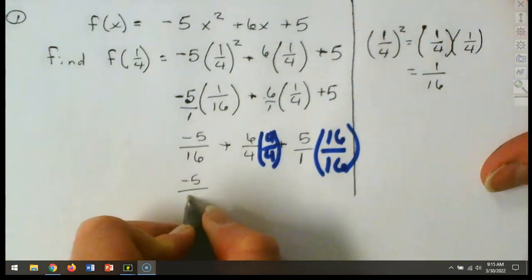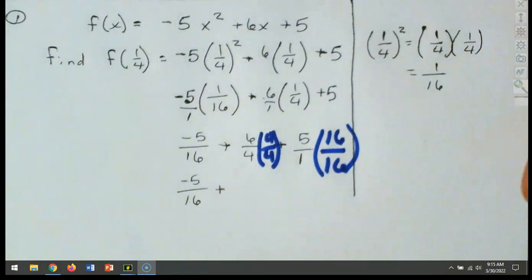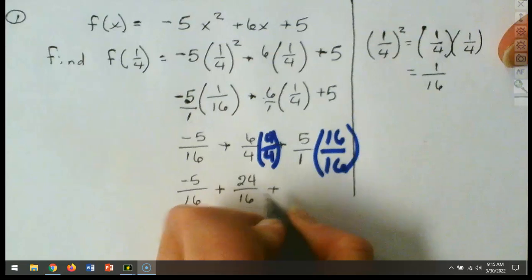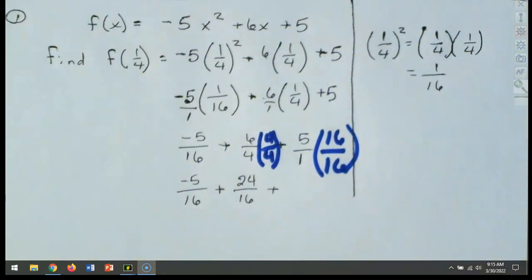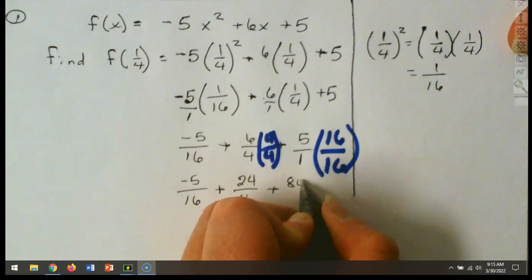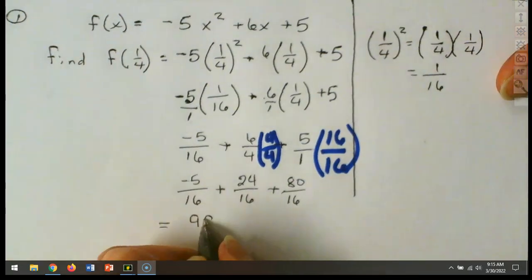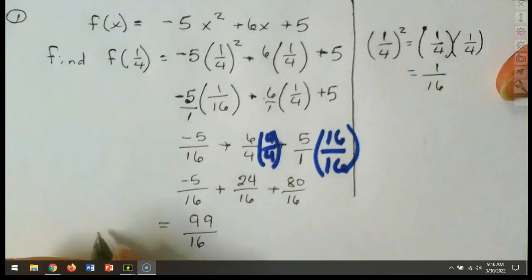So minus 5 over 16 is our first one. And then we've got 4 times 6, that's 24, over 16. And then 5 times 16, that should be 80, I believe. Yep, that's 80, over 16. They all have the same denominator. Add them together, and we're done. So 24 plus 80 minus 5 makes 99 over 16, and that is f of 1/4.